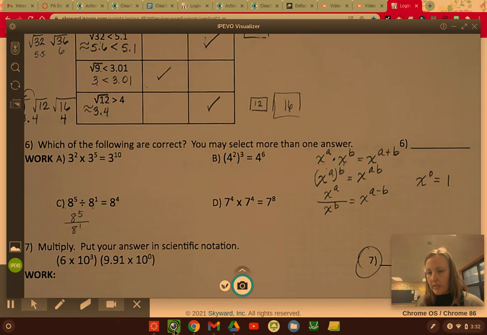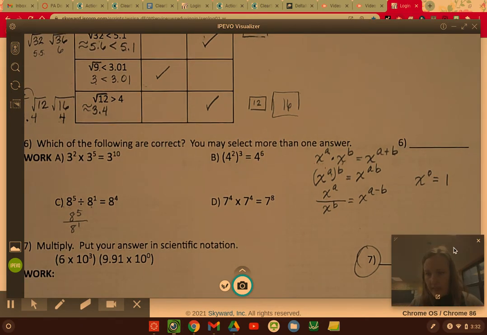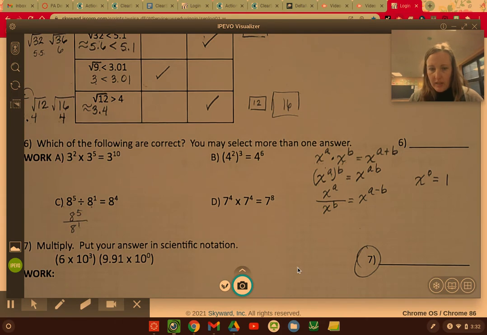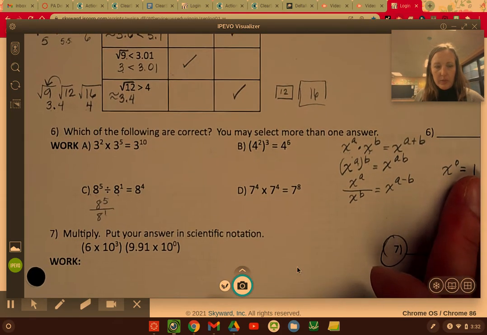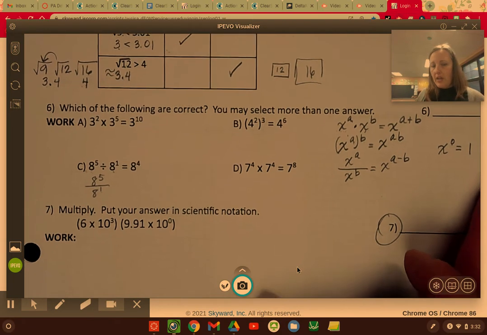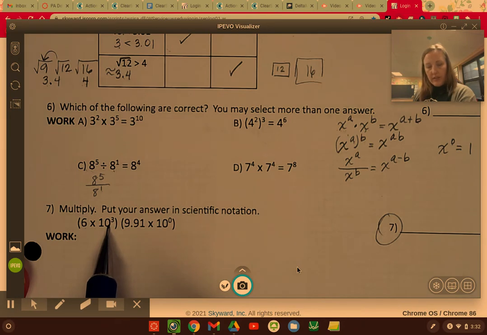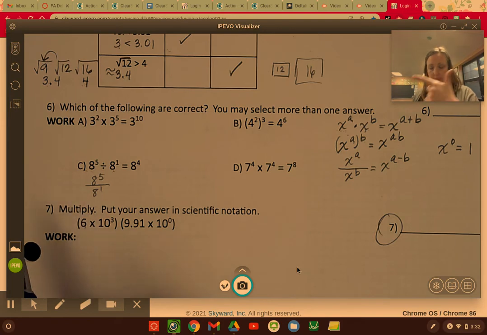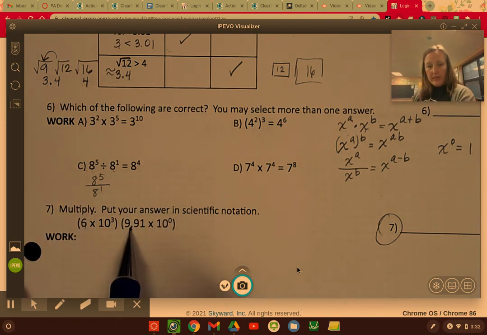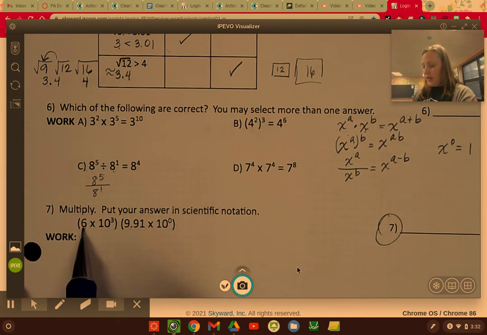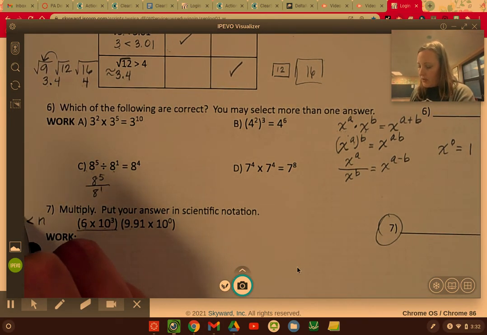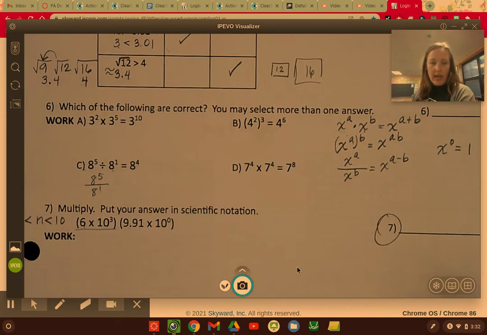Okay, let's do number 7. Looks like my head is in the way. Let's move my head up here. All right, so 7 says multiply. Put your answer in scientific notation. Okay, scientific notation looks like this: 6 times 10 to the third, right? You have to have some number here between 1 and 10, times a power of 10. This is what makes this scientific notation: some number n that is greater than 1 but less than 10. Okay, that's what it has to be.